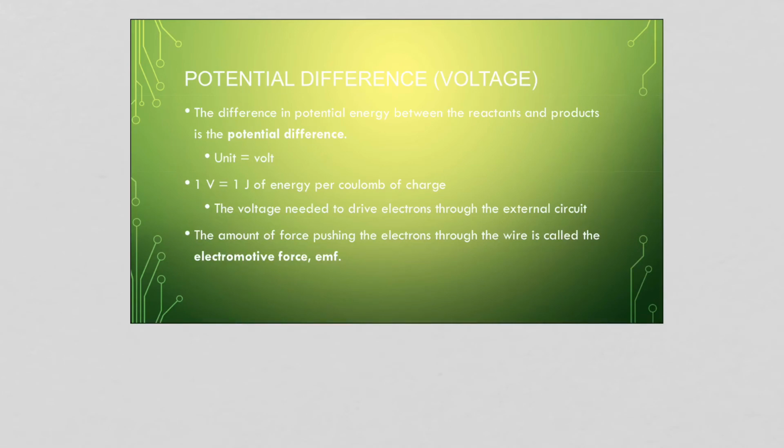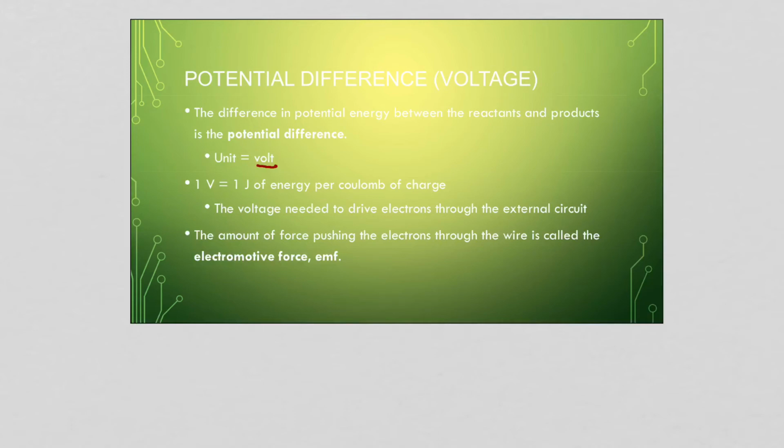Now, voltage, right, so we have current, we have voltage. Voltage is the potential difference. So this is that difference that is causing or resulting in the flow of current, of flow of electrons. So the units of potential difference are the volt, and it's a measure of the potential energy difference between the reactants and the products.